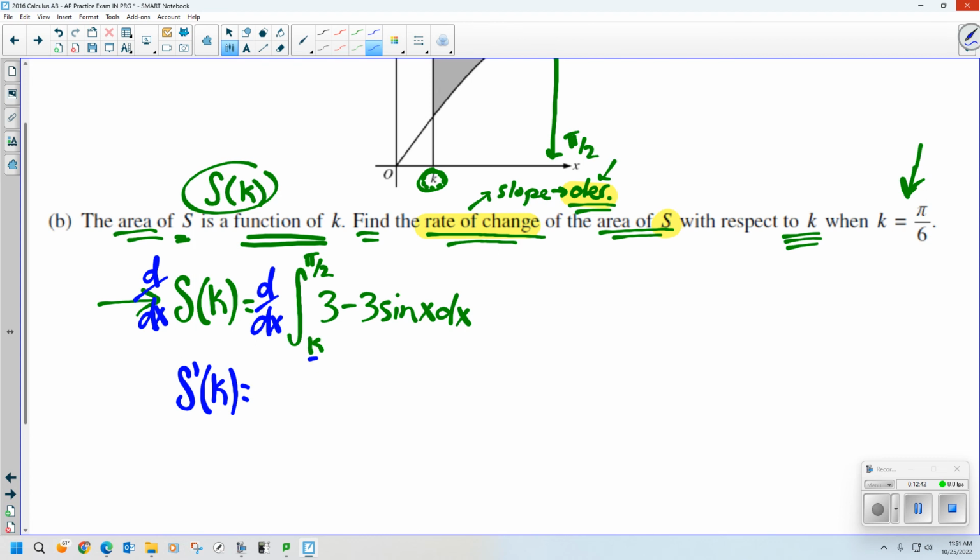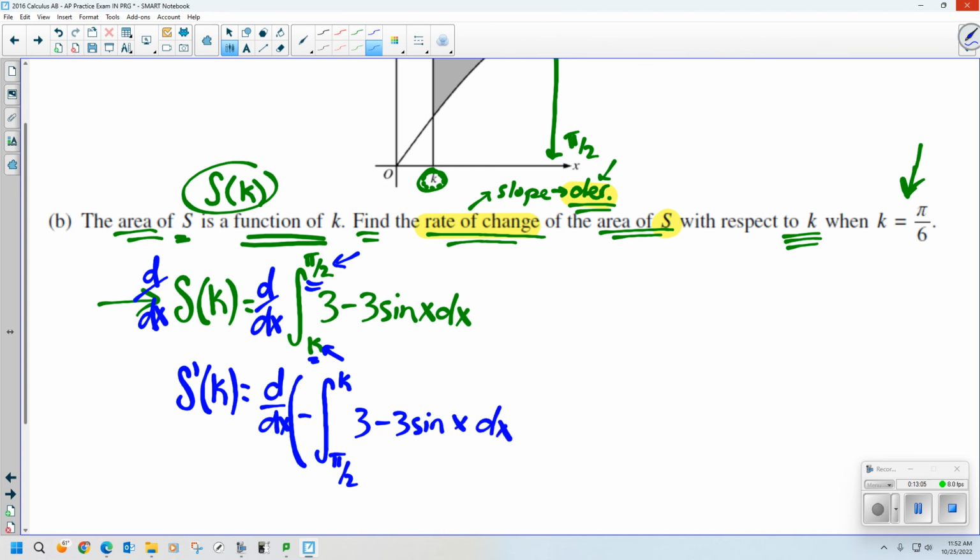However, I want my unknown in the top, and I want my constant in the bottom. So before I actually do the derivative, I'm going to switch my bounds. Put the K up here and the pi over 2 down here of 3 minus 3 sine of x dx. But when I flip the bounds, I need to negate the value. Now, I can take the derivative of this. This cancels with the integral, which takes away the dummy variable, and the value here gets substituted in for this variable here.